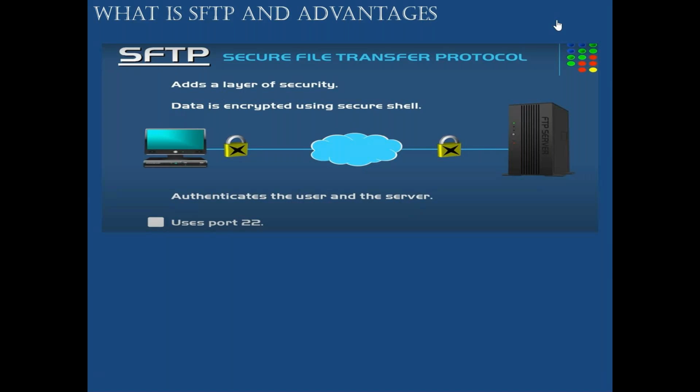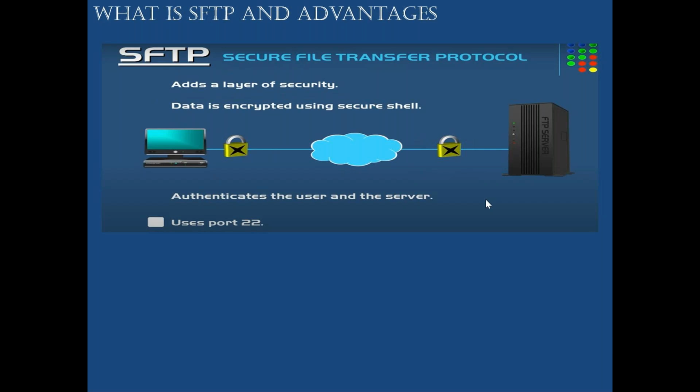SFTP adds a layer of security. Data is encrypted using a secure shell. Whoever is uploading data to the server, that must be secure. That's why it is called SFTP, meaning secure. Security is added on top of FTP. That is nothing but the Secure File Transfer Protocol. It authenticates both the user and the server. If a user is accessing, it will check. If somebody is uploading something to the server, it will check.